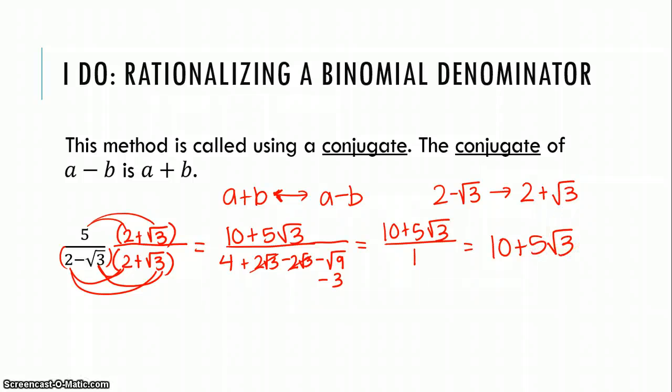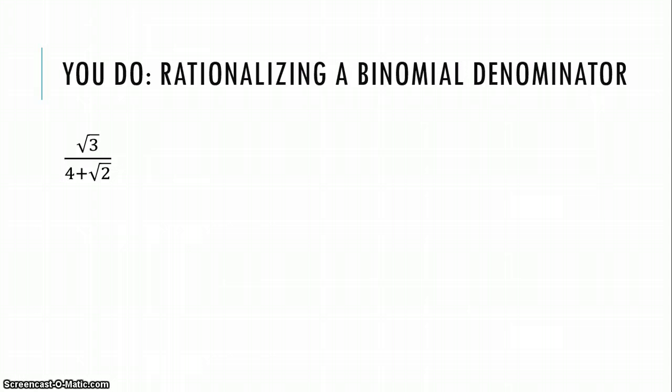So what multiplying by the conjugate does, and in this case it canceled out to be 1, but multiplying by the conjugate in general, what it does is cancels out your radical. So here is a problem where we had a binomial. The method to change it is to use the conjugate. So here's one for you to try. So think about what the conjugate actually is and then use it to multiply.